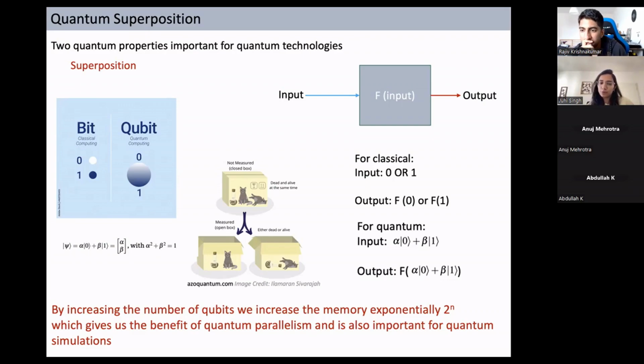And it gives you the power of doing quantum simulation. It increases your memory exponentially, which is really necessary if you want to solve complex problems which require large memory, and which would take years on a classical computer. So quantum superposition is like magic for today, I would say.